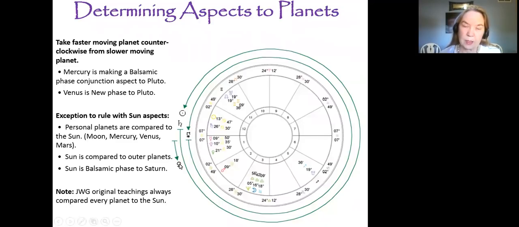And why EA uses wide orbs: for me, after I get past 10 degrees, I consider it to be a phase. So Venus here in this example, Venus's new phase, Pluto, has moved beyond an aspect. Now, in Jeffrey Green's teachings, he would always say that we compare every planet to the sun because it is the center of the solar system.